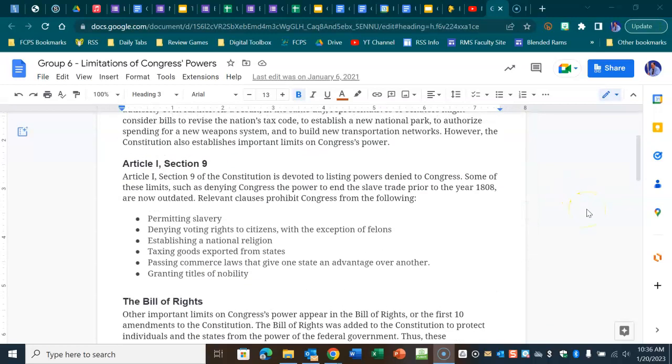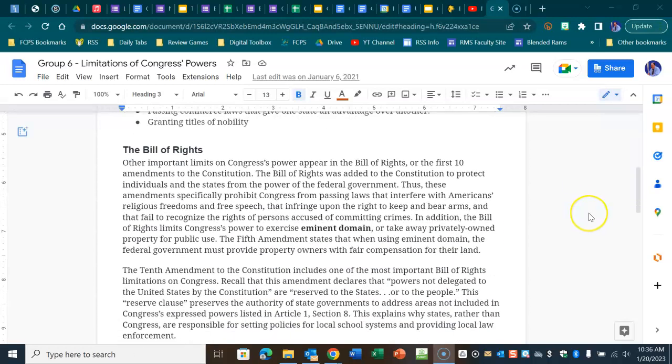Article 1, Section 9. Article 1, Section 9 of the Constitution is devoted to listing powers denied to Congress. Some of these limits, such as denying Congress the power to end the slave trade prior to the year 1808, are now outdated. Relevant clauses prohibited Congress from the following: permitting slavery, denying voting rights to citizens with the exception of felons, establishing a national religion, taxing goods exported from states, passing commerce laws that give one state an advantage over another, granting titles of nobility.